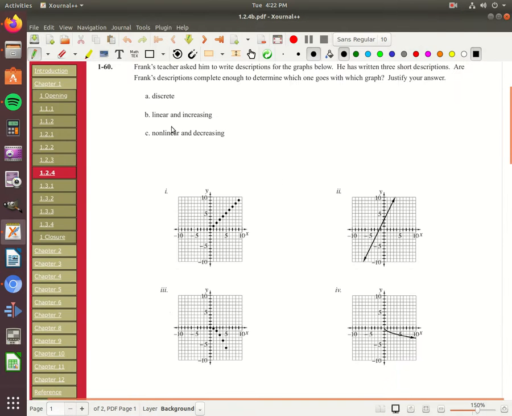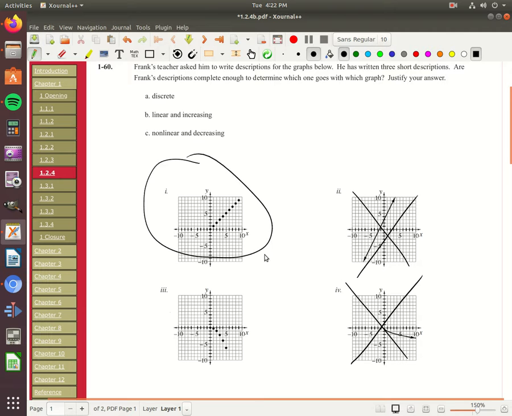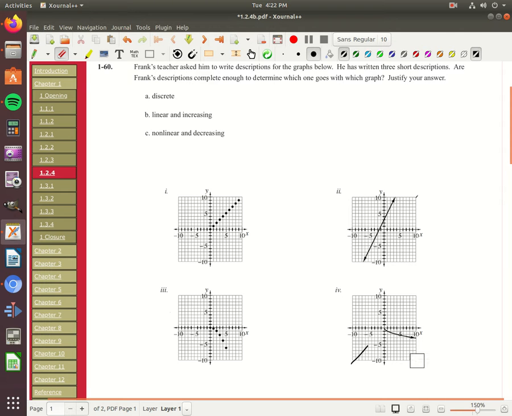Okay, so he's described the graph using these 3 things here, and now we're going to see if this matches any of them. So first of all, he says it's discrete. Well, this is continuous and this is continuous, so it can't be 2 or 4. It's linear and increasing. Well, I think we're done, right? Oh, I see what's going on. I didn't realize each one was its own description. I thought they all went together. So my mistake. Whoops. Okay, so let's try that again.